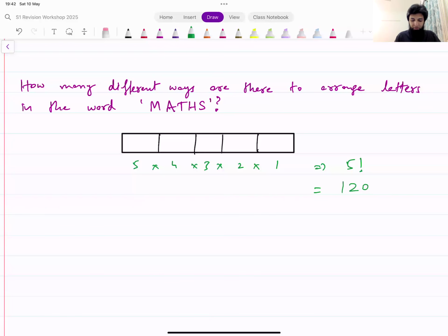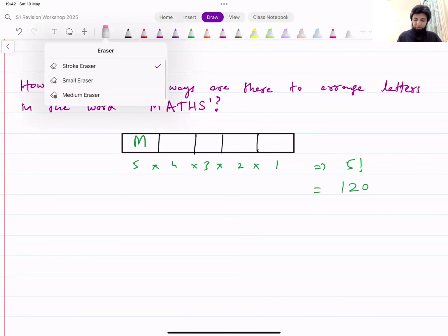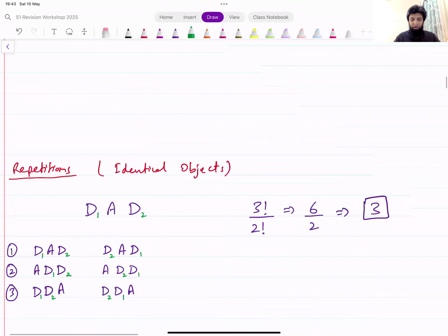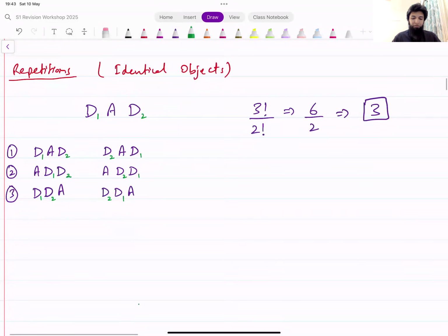So that means for the first box, we have 5 options. Now, the letters cannot be repeated here because if we put one M here, we can't bring another M from outside. We only had one M. So the letters, all of them have to be different. What we do is we say it's going to be 5 times 4 times 3 times 2 times 1, 5 factorial, and that gives us the result. Okay, and you can see what that turns out to be. That's 5 factorial.